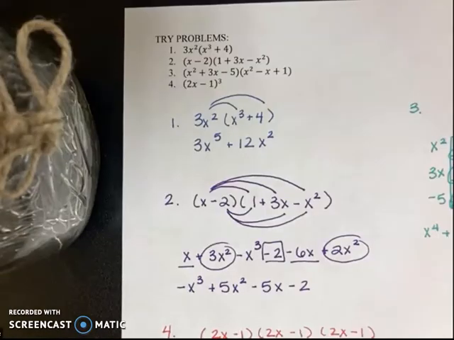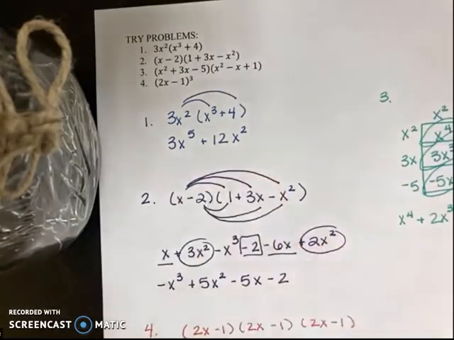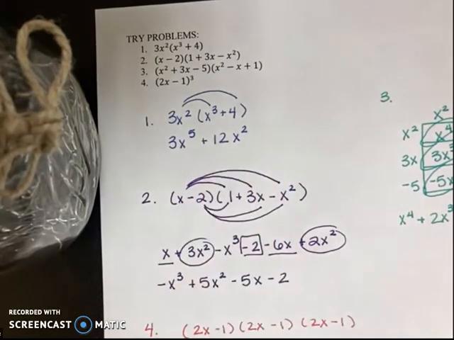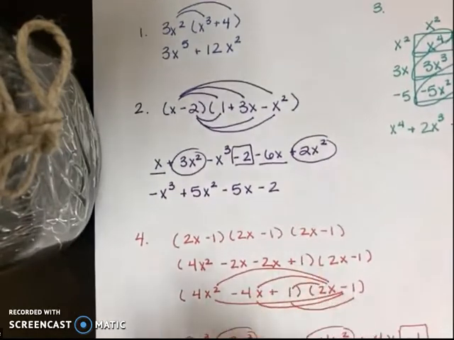Number 1, we had a monomial times a binomial, so all you had to do was distribute, and that's the arrow method. I ended up with 3x to the 5th power plus 12x squared. Number 2, we had a binomial times a trinomial. Once again, I thought that the arrow method would have been easiest. If you use box, that's fine. But after combining like terms, you should have ended up with this. Feel free to pause the video and check my work. Let's move on to number 3.